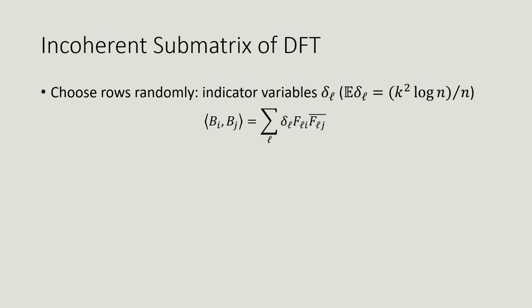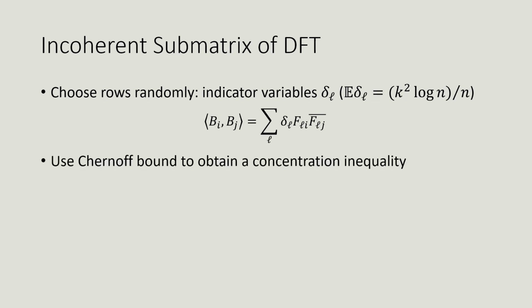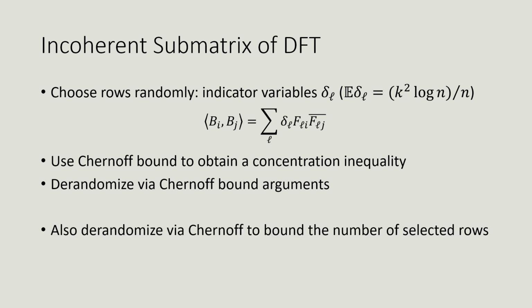Now it is clear that the expectation of this inner product over delta L is 0, and FLI times FLJ's complex conjugate has constant magnitude, and hence we can apply the Chernoff bound to both the real and imaginary parts separately and conclude a concentration inequality for the inner product. Similar to before, we can de-randomize via standard techniques, and here we need to delve into the arguments of the Chernoff bound. Another minor thing is the total number of rows selected. We know that we will have k squared log n rows in expectation, and hence with high probability via the Chernoff bound we will have at most 2k squared log n rows. This can again be made deterministic by a de-randomization argument, and we can further incorporate it into the de-randomization for the inner product constraint above.